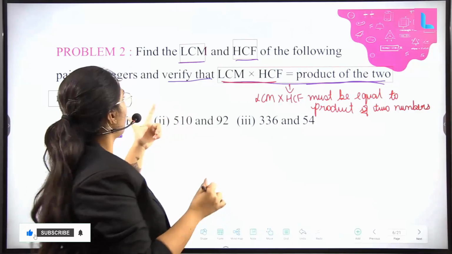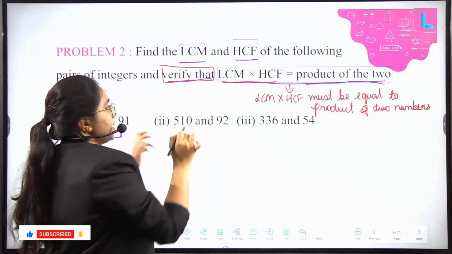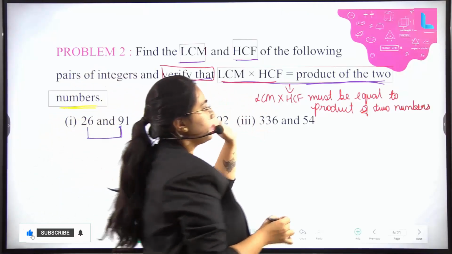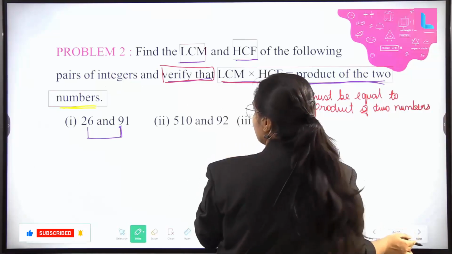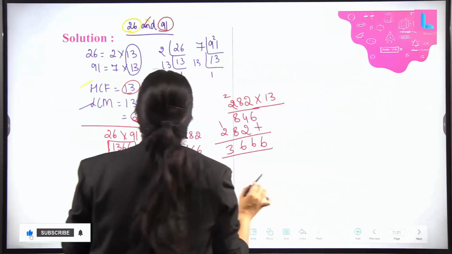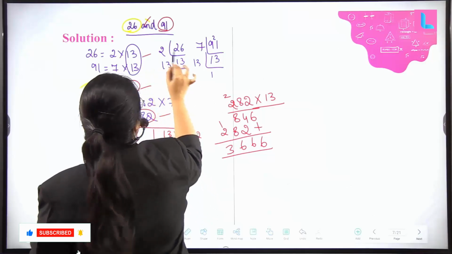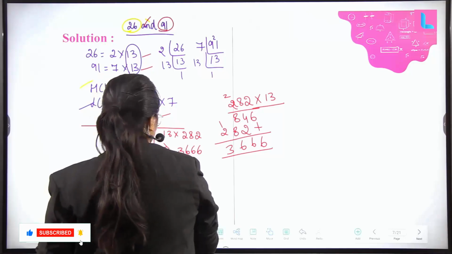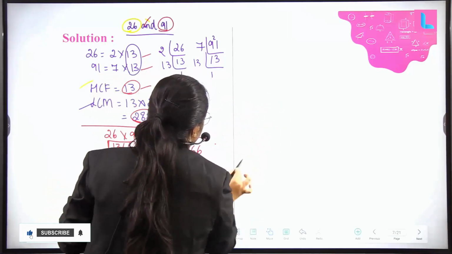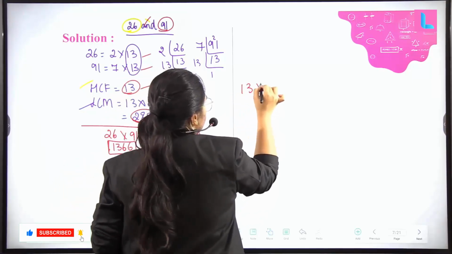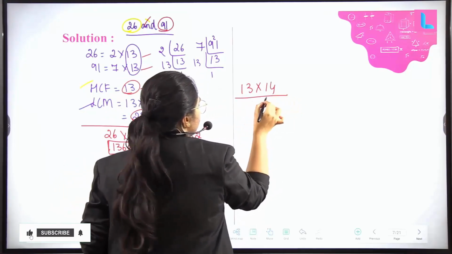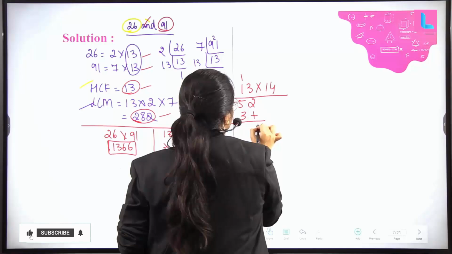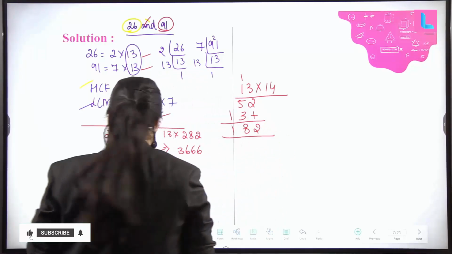Here what we have to verify, in fact prove, is that LCM into HCF is equal to the product of the numbers, the LCM and HCF of 26 and 91. 2 13, 7 13, 13 is common, 13 into 2 into 7. So now 13 into 14. 12, 5, 3, 1, 2, 8, 1. Here it is 182.